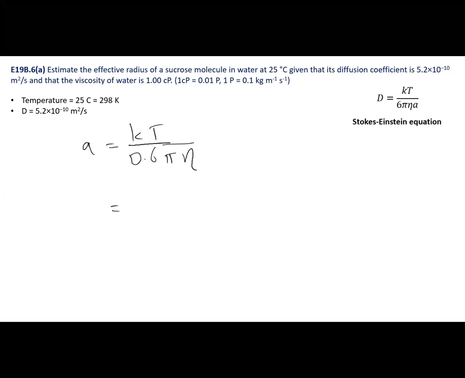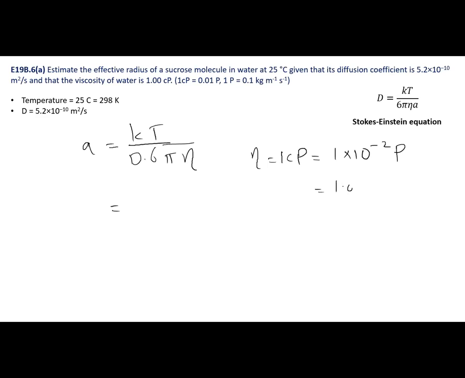So the coefficient of viscosity eta is given as 1 centipoise, but we need to convert that into SI units. So 1 centipoise is equal to 1 times 10 power negative 2 poise, which is equal to 1 times 10 power negative 3 kilogram per meter per second. I guess we have sufficient information. We just need to plug in all these values in the equation.